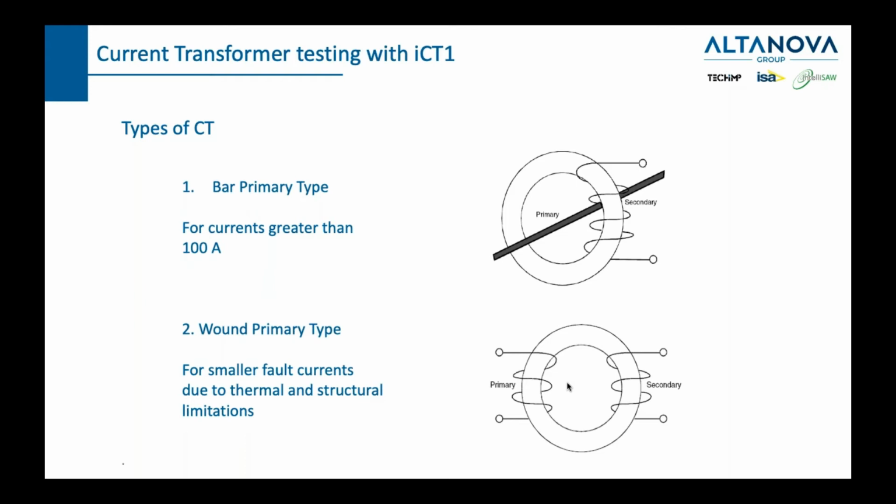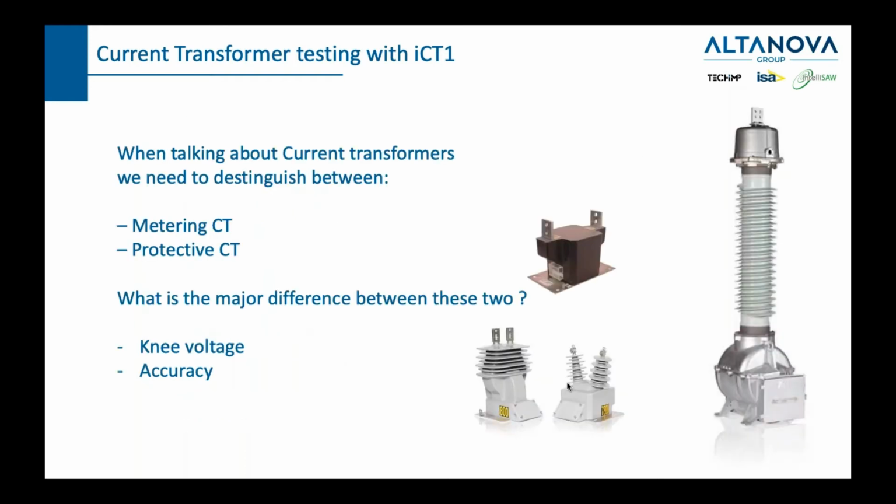Today, we need to also discern one thing. When we are talking about current transformers, we need to distinguish between metering CT and the protective CT. So what would be the major difference between these two? Well, the major difference would definitely be the knee voltage, and the part from the knee voltage, it will be accuracy. The knee voltage, and we will see that later for protective CT, is much higher than the knee voltage for metering CTs, and we will see why, while accuracy for metering CT is much higher than the accuracy for protection CT. Why is that?